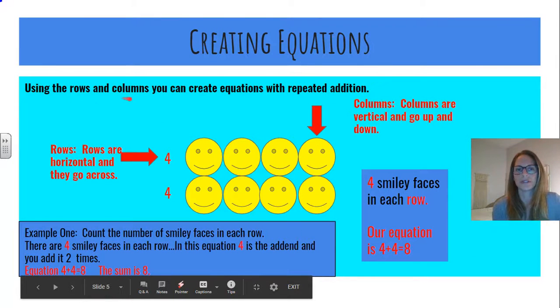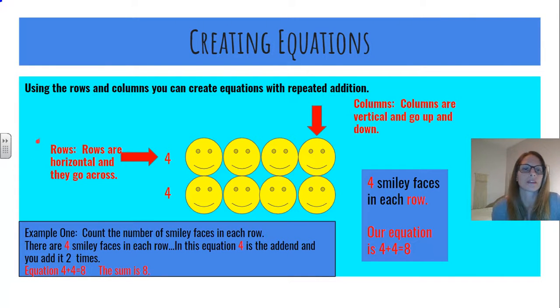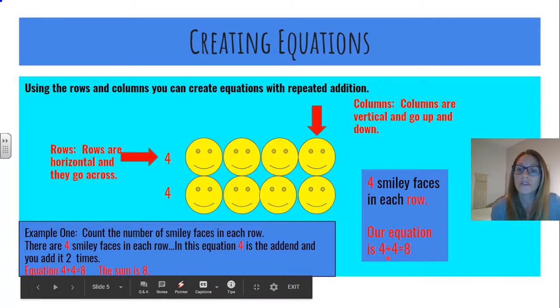So using the rows and columns, you can create equations with repeated addition. For example, how many rows? We have 2 rows. How many smiley faces do we have in each of the rows? We have 1, 2, 3, 4. We have 4 smiley faces in each row. So our equation is going to be 4 plus 4 is equal to 8. And we can use our double stacks to remember 4 plus 4 is 8.